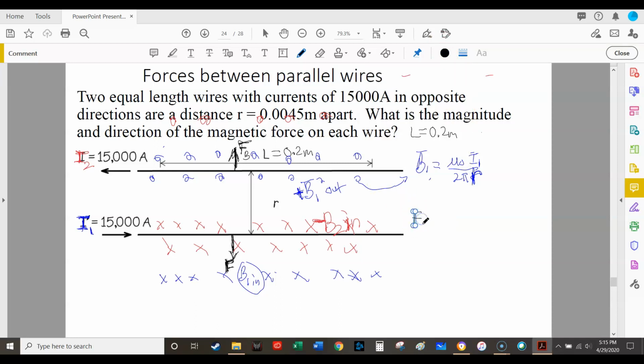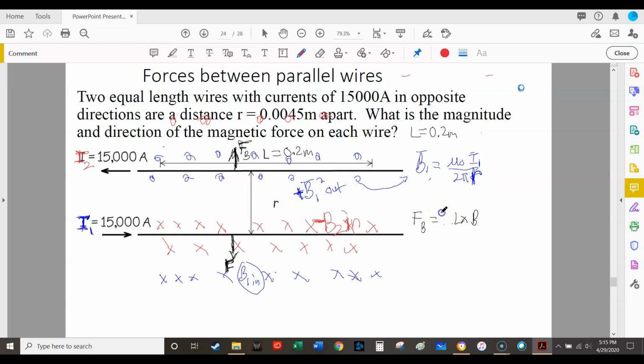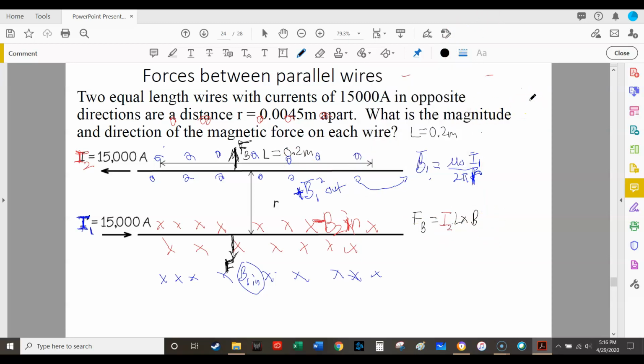And so once we have that, now what we could do is embed this. We know the magnetic force is going to be equal to I L cross B. So the magnetic force on wire number 2, and I will use red for that, we're figuring out the force on wire number 2, which is this guy right here, which will be up, which is going to be due to wire number 1's magnetic field, and I'm going to use blue for that.